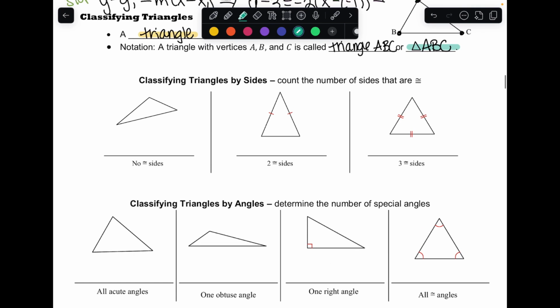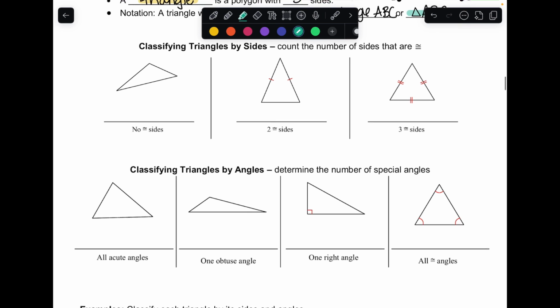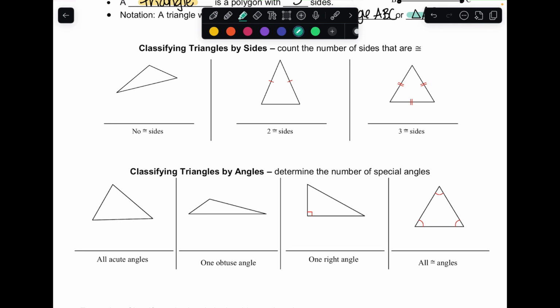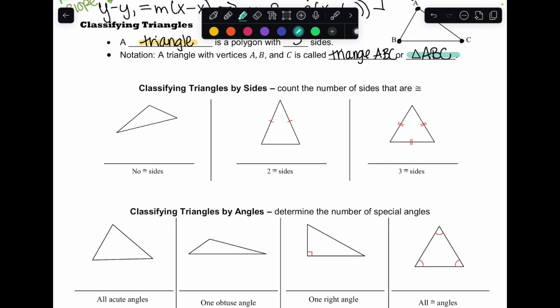On your test and in your homework, it's going to ask you to classify certain pictures of triangles. There are 2 different categories of classification that triangles fall under. We can classify triangles by their sides, meaning we count the number of sides that are congruent, and depending on that number, we have a special name for that type of triangle. Or we can classify it by angles. We'll talk about that in a second, but we're just looking at our biggest angle measure, okay?